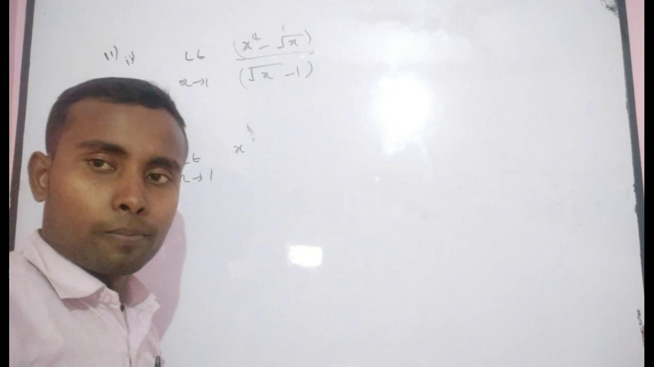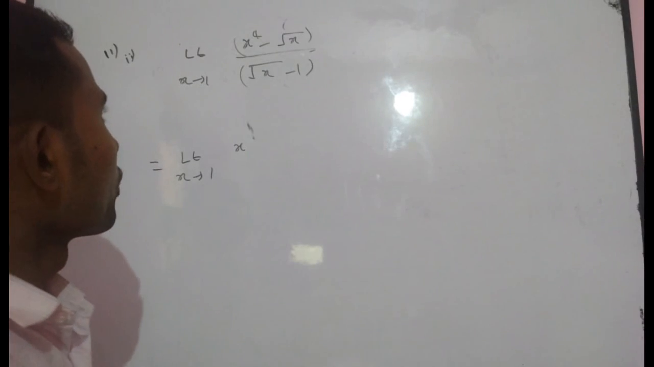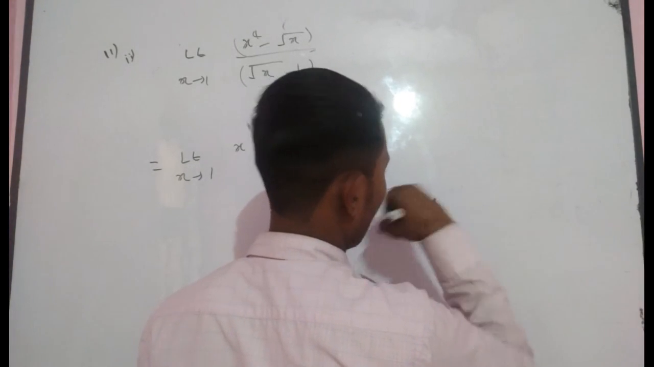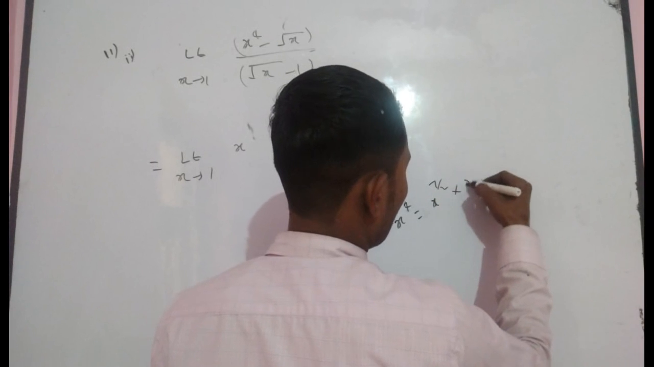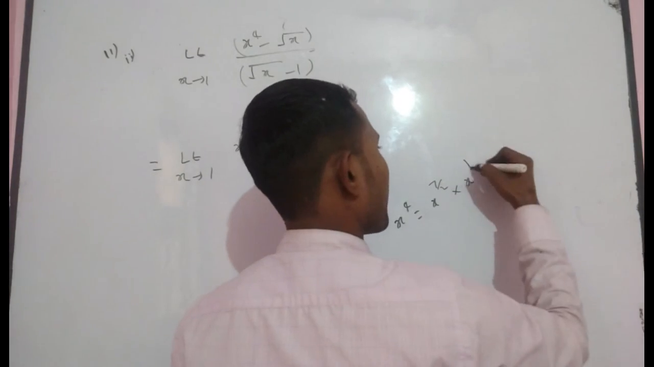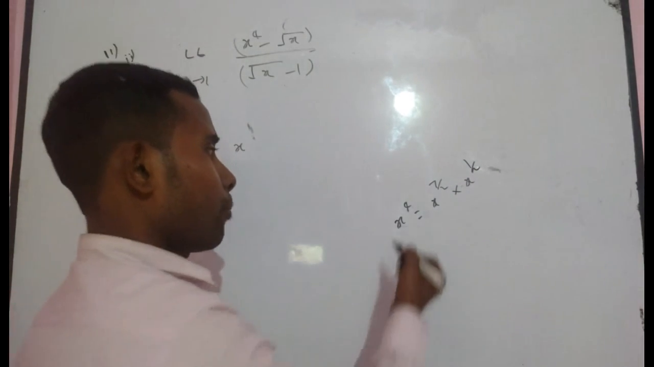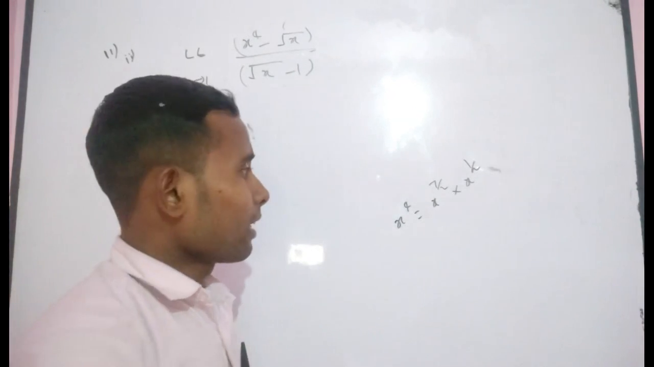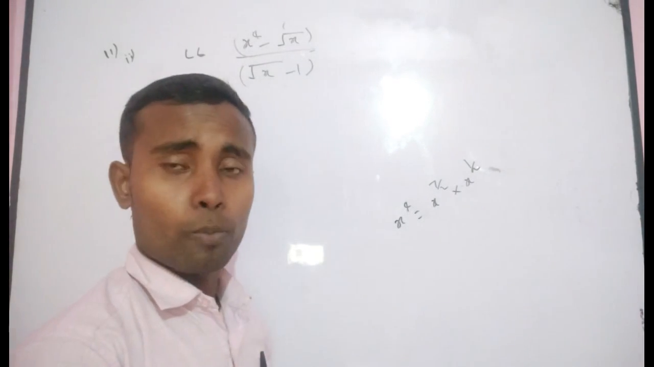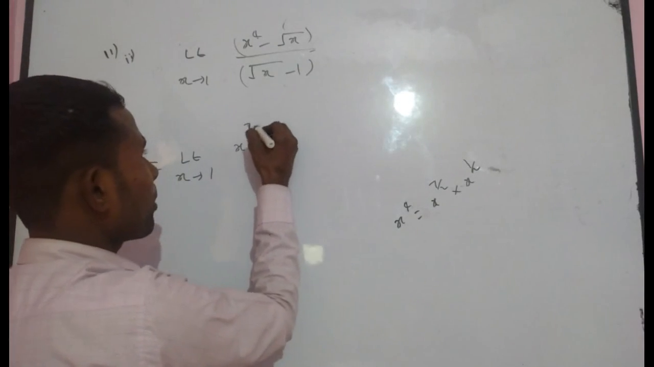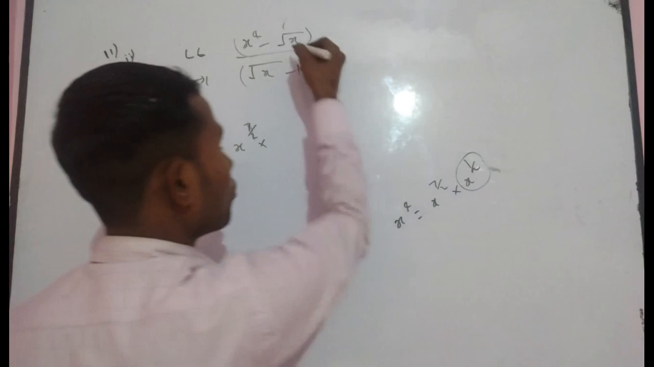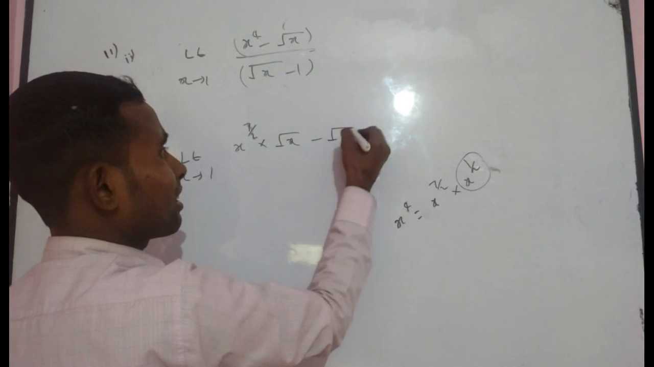See here, one minute. So you have to simplify it. Can you write x to the power 4 is equal to x to the power 7 by 2 into x to the power 1 upon 2? Simply, 4 can be written as 7 by 2 plus 1 upon 2. That means x to the power 4 is equal to x to the power 7 by 2 into x to the power 1 upon 2. As you know, x to the power 1 upon 2 is equal to root under x. So can you write it as?